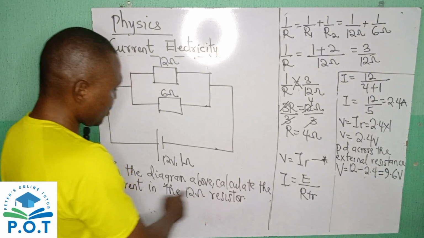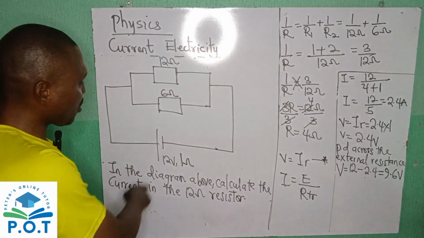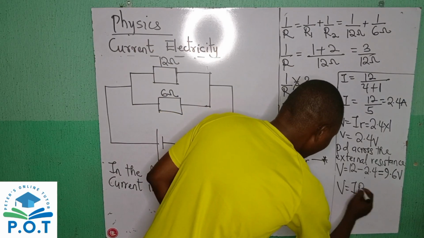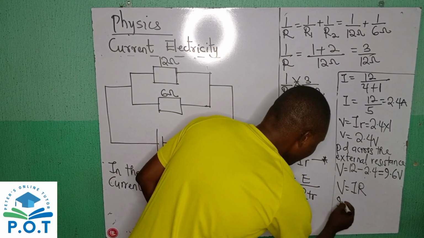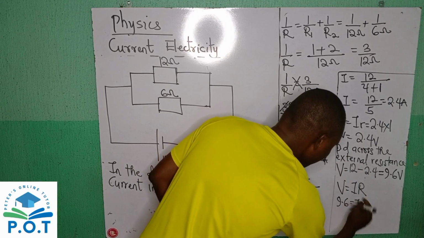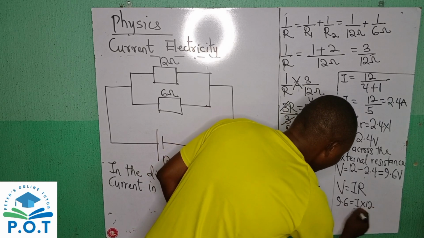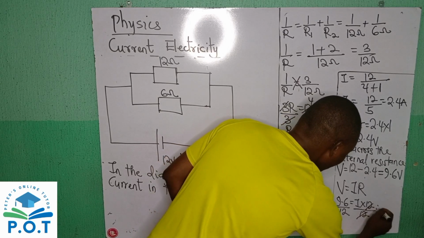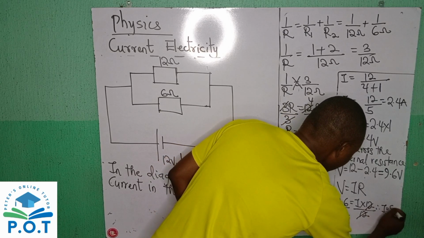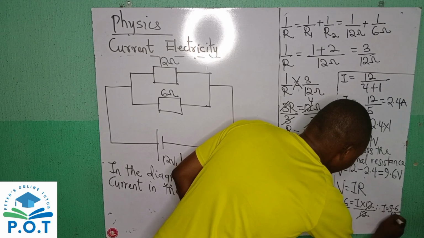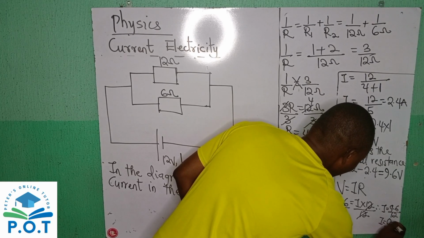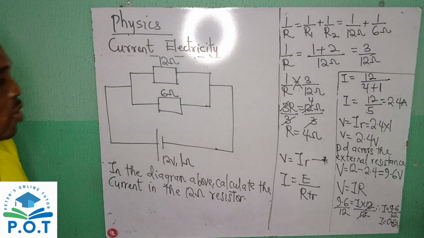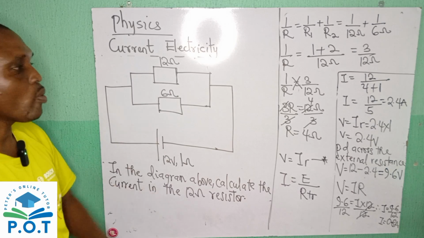So let's now calculate the current in the 12 ohm resistor. V equals IR. My V now is 9.6 equals I times R. R is 12. Divide both sides by 12. 12 cancels 12. So my I equals 9.6 over 12, and I equals 0.8 amperes. So 0.8 amperes is the current across the 12 ohm resistor.